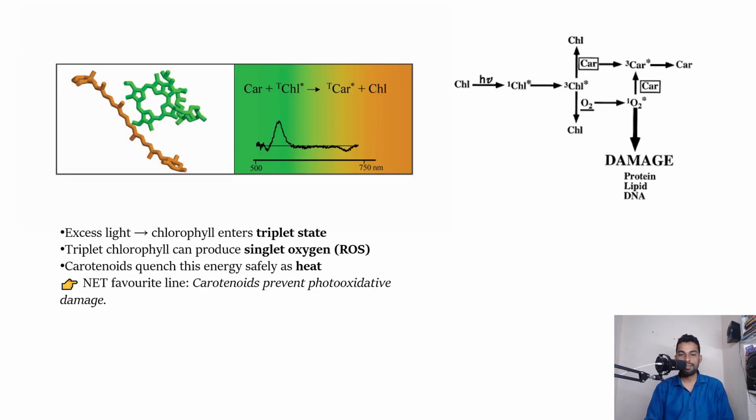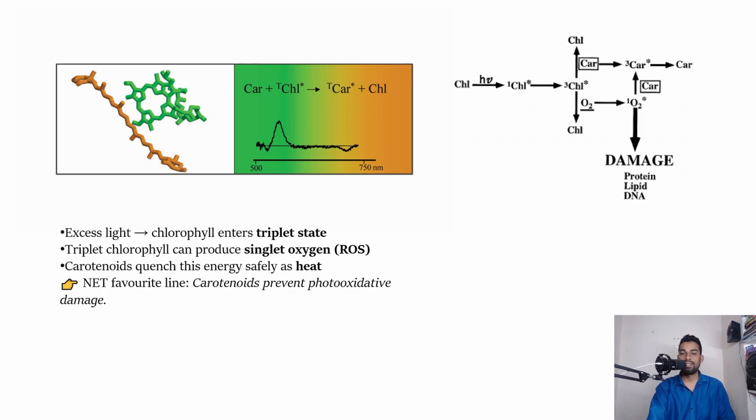In the previous slide we discussed that the triplet state protects from sunlight. If there is excessive light, chlorophyll enters into the triplet state. This triplet chlorophyll produces ROS, that is singlet oxygen. Next, we also discussed quenching. Quenching means processing of excessive energy into heat. So now we know that carotenoids prevent photooxidative damage.